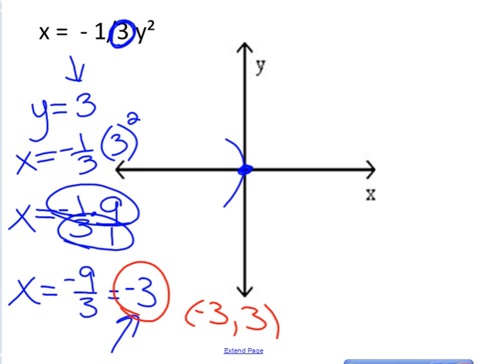I'm going to plot that point here on my graph. My x value is negative 3. My y value is positive 3.